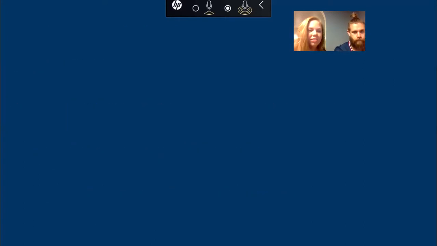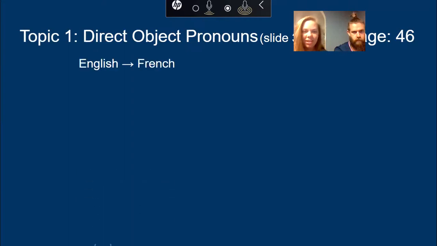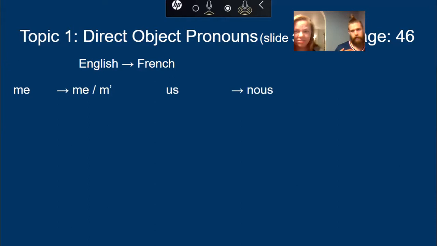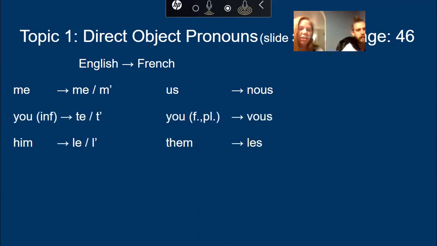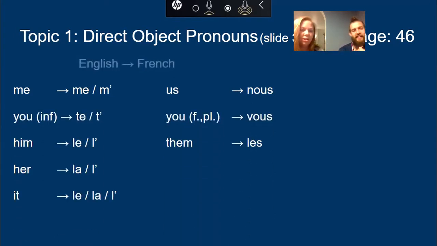Here's how to say all the direct object pronouns in French. Scout has joined us. She's down here. I love you. Scout, you want to go and say hi? This is Scout. Okay, so Gage, here are how you say all of the direct object pronouns. I like this. Scout.